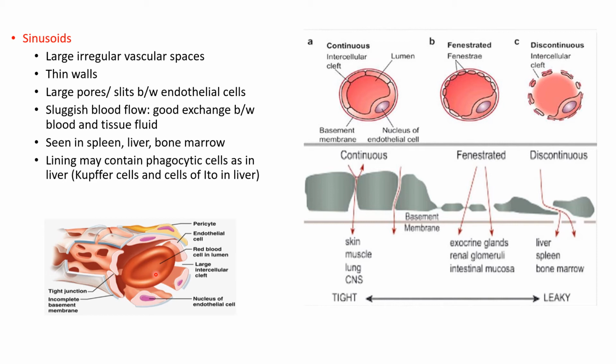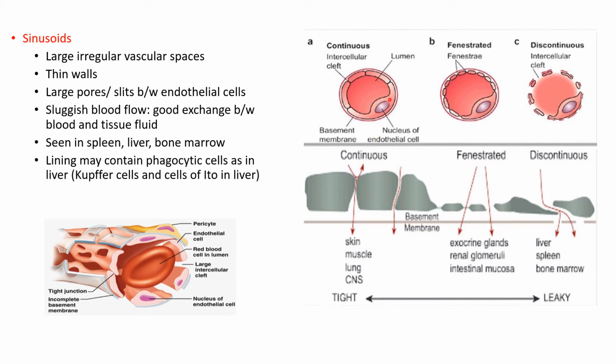Sinusoids are prominently seen in the spleen, liver, and the bone marrow. Sometimes the lining of the sinusoids may contain special phagocytotic cells, for example, the Kupffer cells seen in the liver. Other specialized cells may also be present in the sinusoids. Example, the cells of Ito, again found in relation to the sinusoids of the liver.